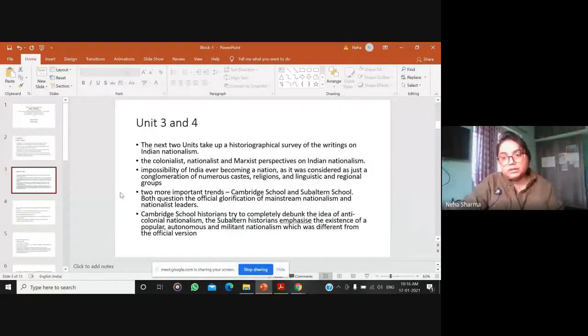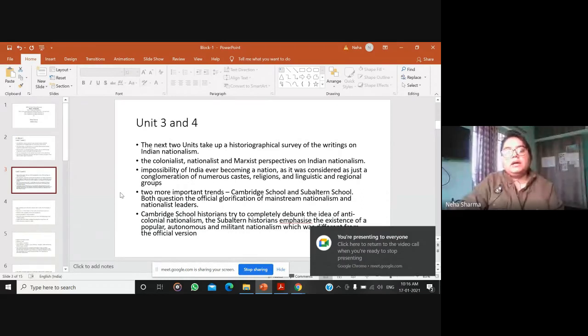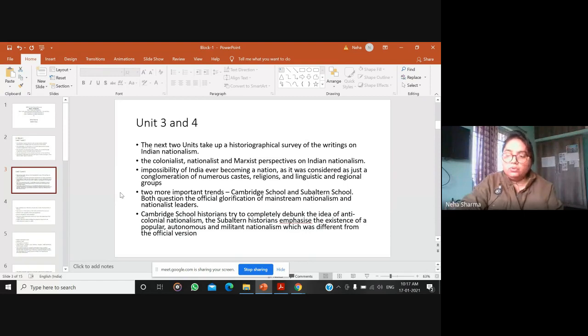The third and fourth units are devoted completely to the issue of Indian nationalism and the various ideas like colonialist, nationalist, and Marxist perspectives on Indian nationalism, and how India is different from any other South Asian or Asian country. How should a scholar or historian look at these issues of nationalism in India? The other two trends, Cambridge and Subaltern School, have their different opinions regarding Indian nationalism.